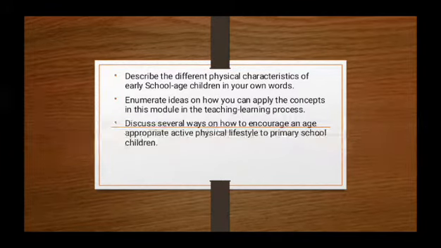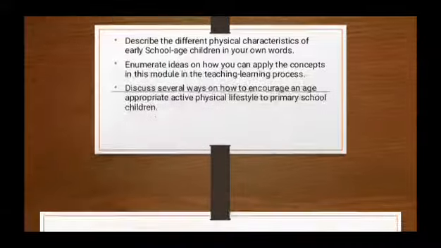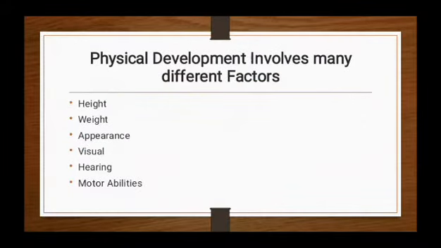Physical development involves many different factors: the height, weight, appearance, visual, hearing, and motor abilities. Primary school children undergo many different changes as they go through this stage of development. These could be caused by different factors, both natural and environmental.